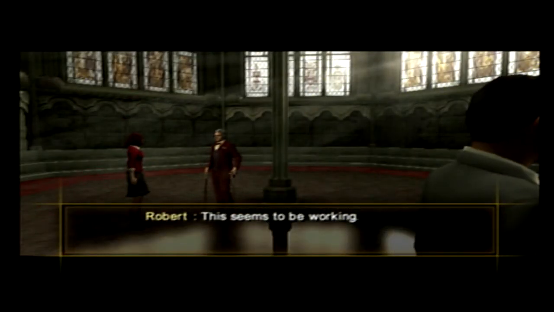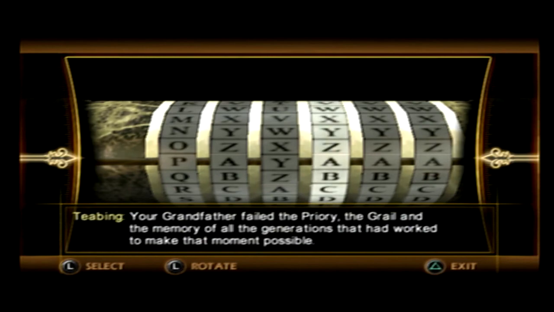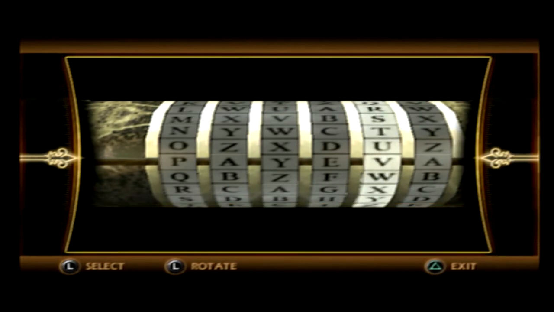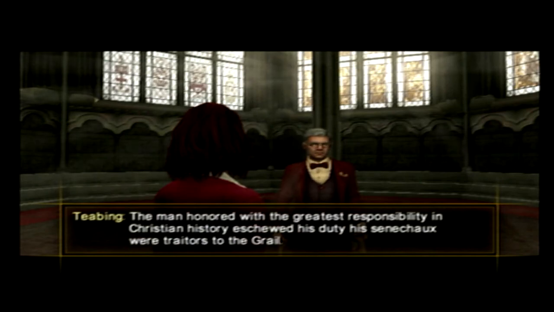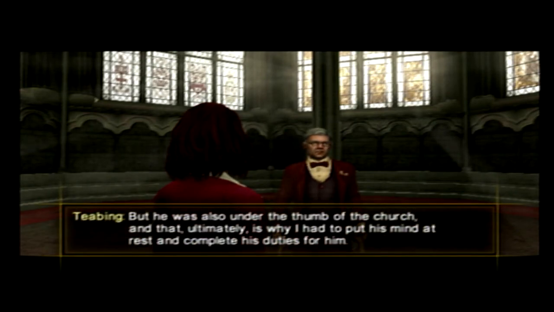This seems to be working. Your grandfather failed the Priory, the Grail, and the memory of all the generations that had worked to make that moment possible. The man honored with the greatest responsibility in Christendom eschewed his duty. His seneschal were traitors to the Grail. He was also under the thumb of the Church, and that, ultimately, is why I had to put his mind at rest and complete his duties for him.